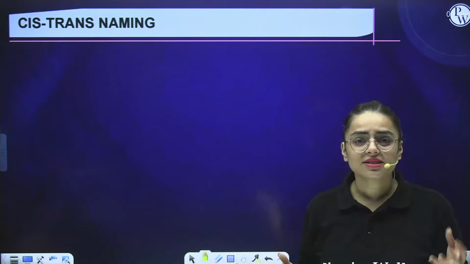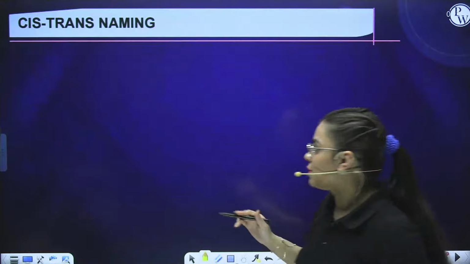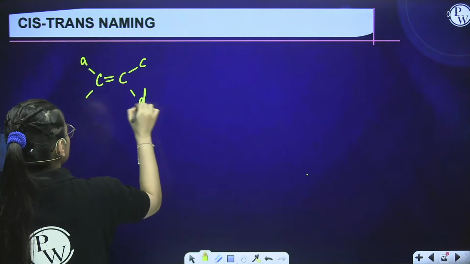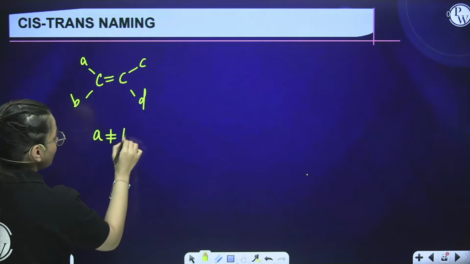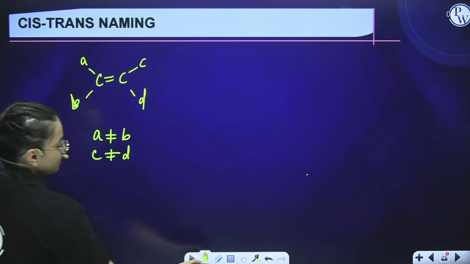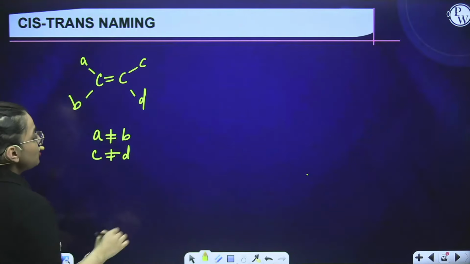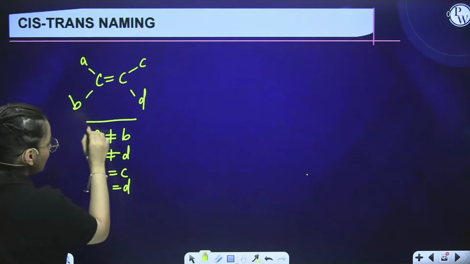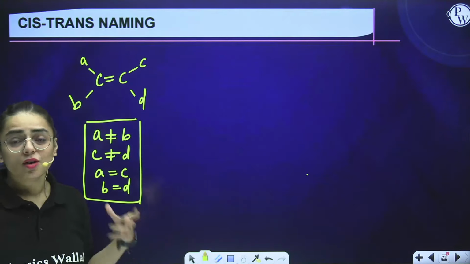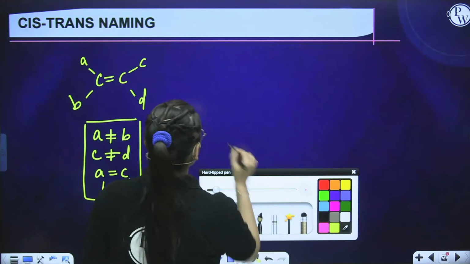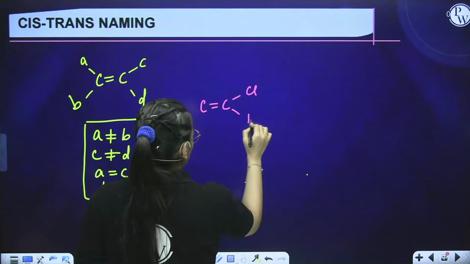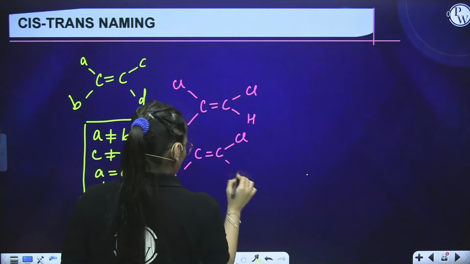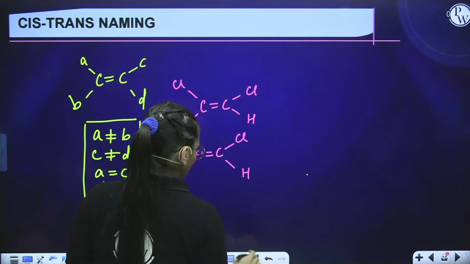If I talk about cis trans naming, in which of the following cases are these kinds observed? So let us take a general example. If I say this group is A, this is B, this is C, this is D, right? So here A should not be equal to B, C should not be equal to D. This is the basic case over here. But students, kindly listen to me. A can be equal to C and B can be equal to D. So for this case, cis and trans nomenclature is applied. Now let us make one structure for you to understand. If I say this case, one second.